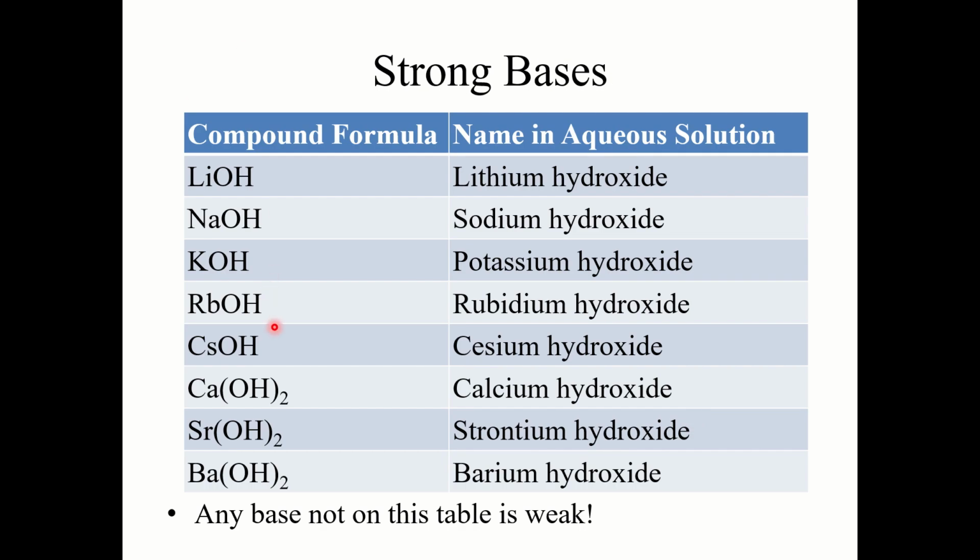So there are 8 strong bases: lithium hydroxide, sodium hydroxide, potassium hydroxide, rubidium hydroxide, and cesium hydroxide, so the 5 group 1 alkali metals. Calcium, strontium, and barium hydroxide are also strong bases. And for the purposes of when we're doing reactions like this, we're going to go ahead and write these as aq since they're strong bases. Any base not on this table is weak.